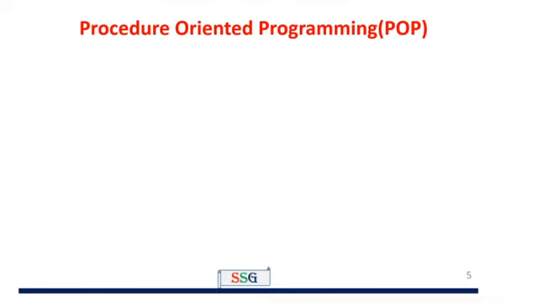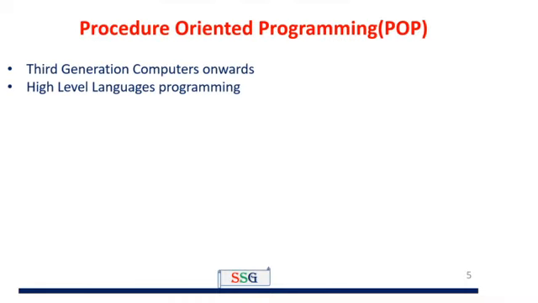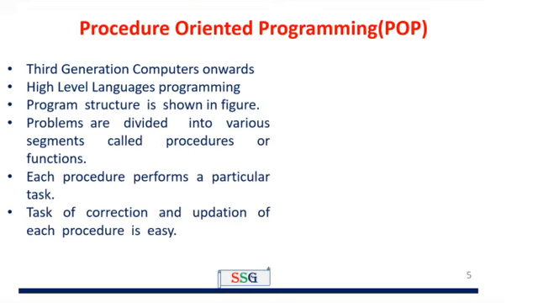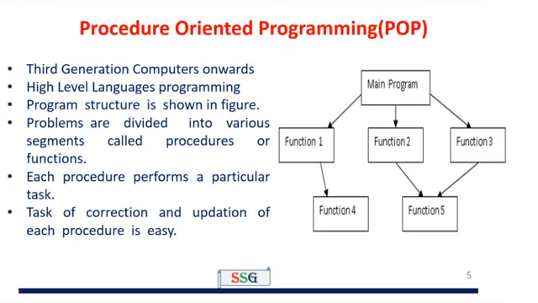Then the third one, procedure oriented programming. It was used from third generation computers onwards. It's a high level language programming. High level language programming means all the programs are written in the form of the English language. Every language has a compiler, interpreter or assembler. This component converts the high level language to machine level language and executes the programs. Here the program structure of procedure oriented programming is given below.